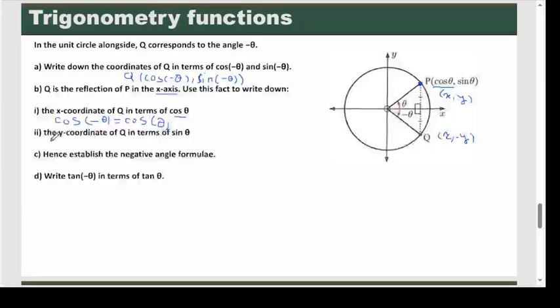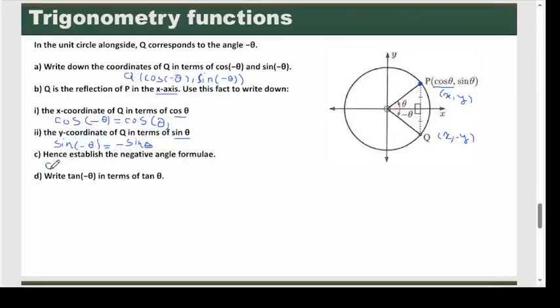Now I will go for part 2: the y-coordinate of Q in terms of sine theta. As I said, y only changes its sign. So sine of negative theta, it works for all angles, equals negative sine of theta.